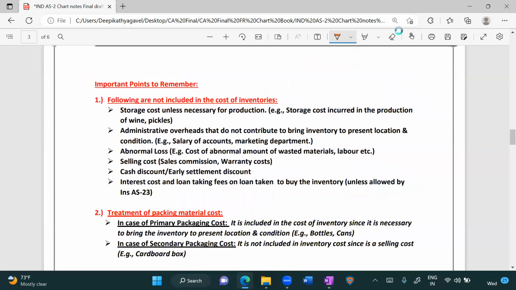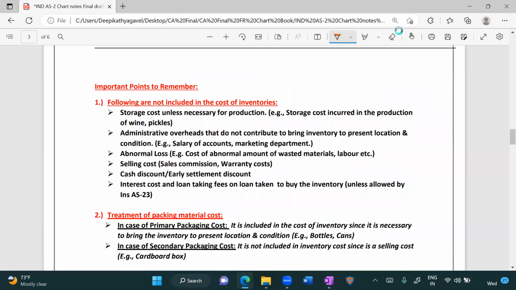Next, some important points that you need to keep in your mind are what are not to be included in the cost of inventories. And for that, I told one very simple thing. Keep a core concept in your mind. Any directly attributable cost incurred to bring the inventory to the present condition and location will be included in the cost of inventory. Now here, if you see the first point, storage cost will not be included.